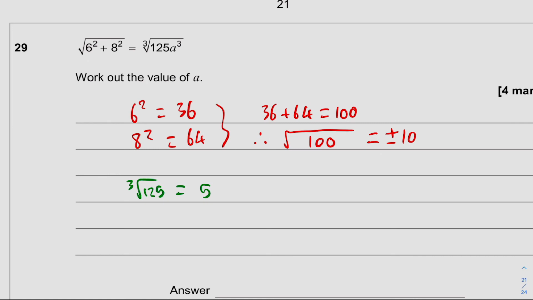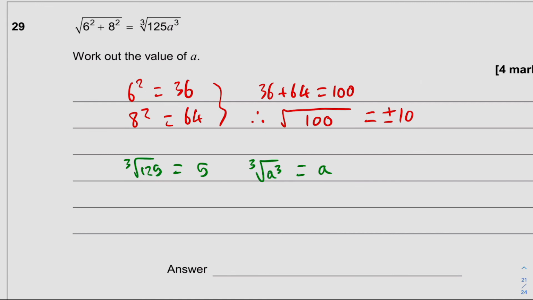Okay, and then the cube root of a cubed is equal to just a. So then what we can say is we can equate our two parts of the original expression together. So we can say that plus or minus 10 is equal to 5a, and the way I've got to that step is by doing our 5 multiplied by our a from within the cube root, as they are multiplied in there.